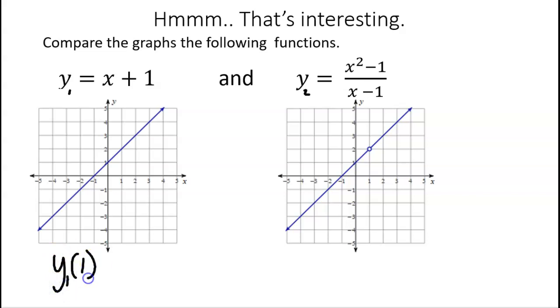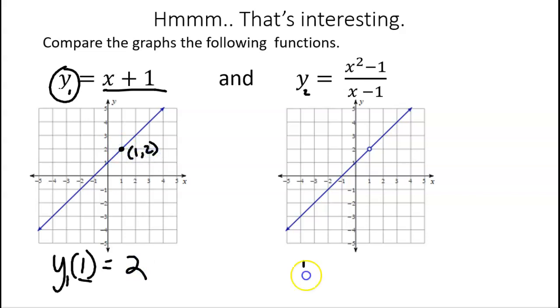Now, if I were to ask you, what is y1 of 1? So y1 means I'm looking at this function. Of 1 means I'm plugging 1 in for x. So if I were to plug 1 in for x, what would I get? Well, I would get 2. And you can see that on your graph here because it has the point (1, 2) right there.